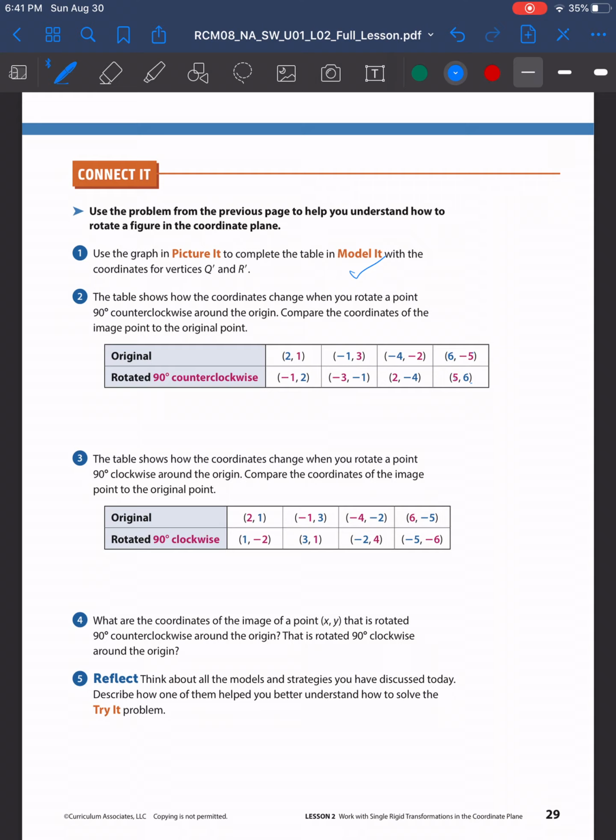It says compare the coordinates of the image point to the original point. So if you look, the original could have been 2, 1. Do you see how this is a positive, this is a negative, this is a negative, negative, and this is a positive, negative? So it looks like if that shape rotated 90 degrees counterclockwise, it almost looks like they all switched. You can tell the 4s switched, the 2s switched, but do you see how their negatives and positives went opposite? But not always. Do you see how these guys stayed the same? These guys stayed the same. These stayed the same.